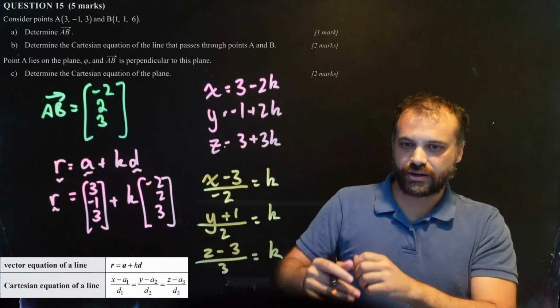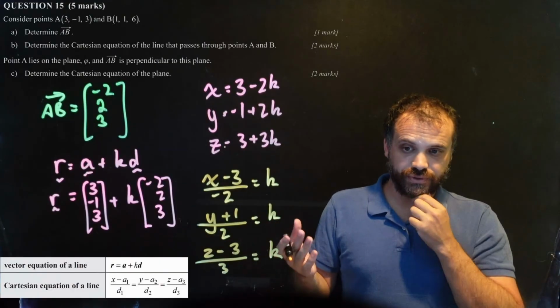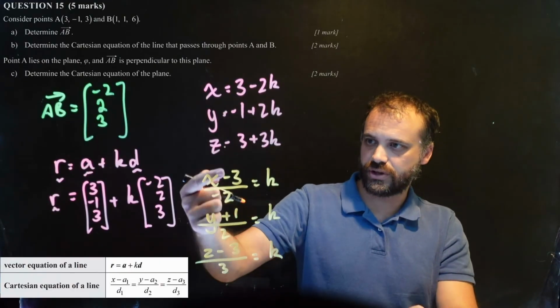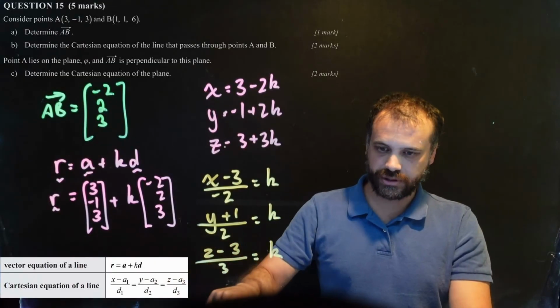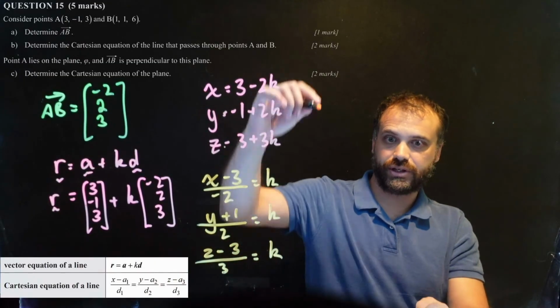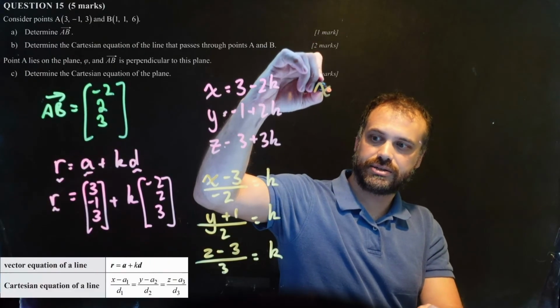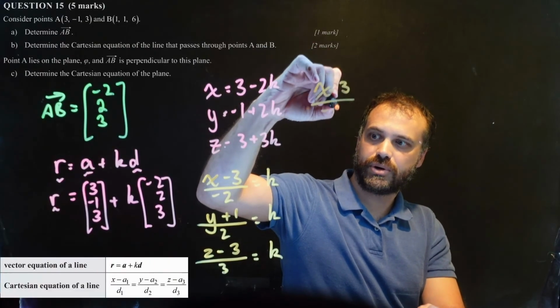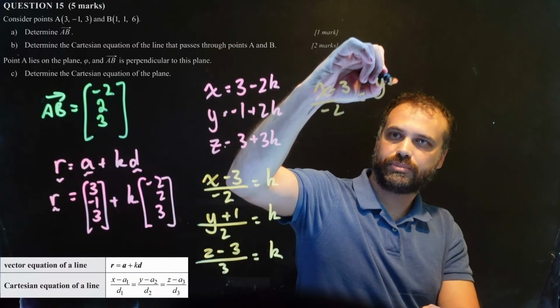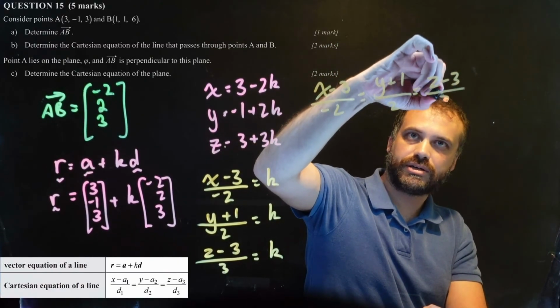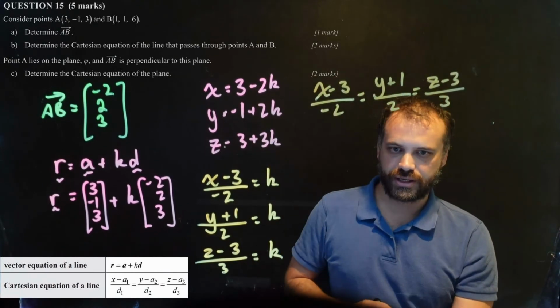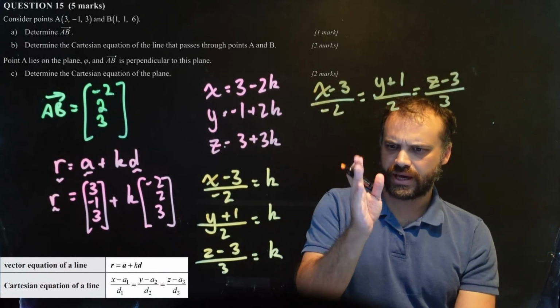Now that I've done that, I've got the Cartesian equation of the line. The Cartesian equation of the line is this equals this equals this. And you can see there is our formula for the Cartesian equation of a line. So it is (X minus 3) over minus 2 equals (Y plus 1) over 2 equals (Z minus 3) over 3. All right, that feels good.